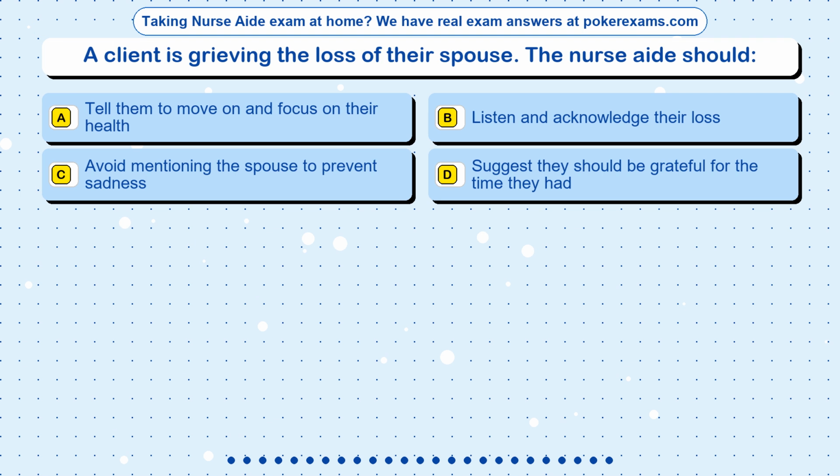Question 25. A client is grieving the loss of their spouse. The nurse aide should: Option A, tell them to move on and focus on their health. Option B, listen and acknowledge their loss. Option C, avoid mentioning the spouse to prevent sadness. Option D, suggest they should be grateful for the time they had.